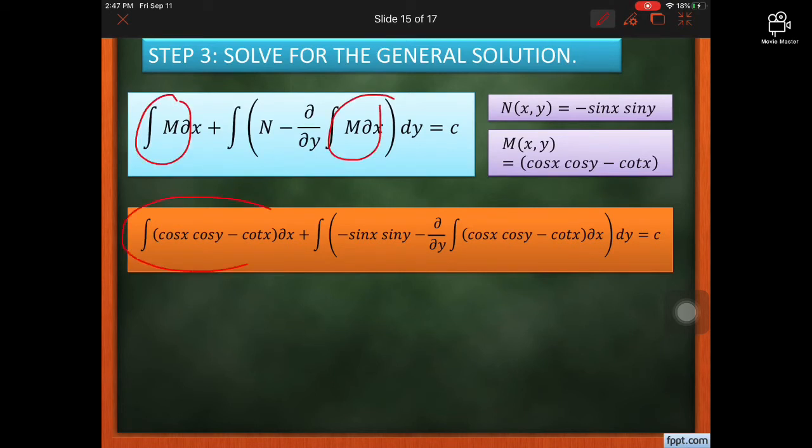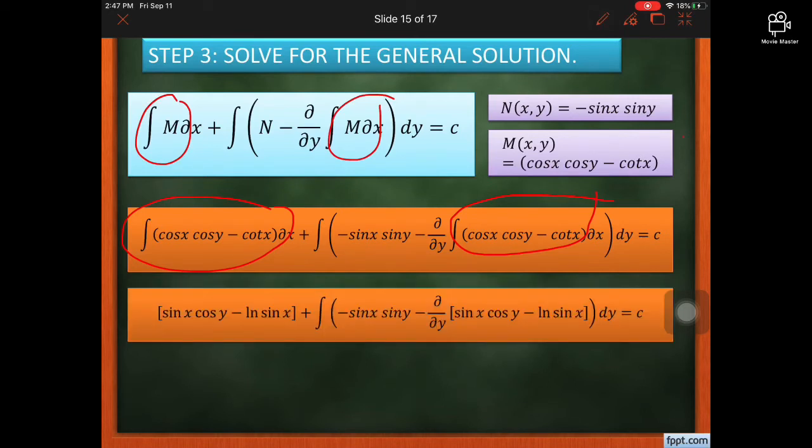Integrating this part gives us this next equation, sine x cosine y minus ln sine x. So the integral of m with respect to x is equal to sine x cosine y minus ln sine x. As you can see, this is the integral with respect to x.